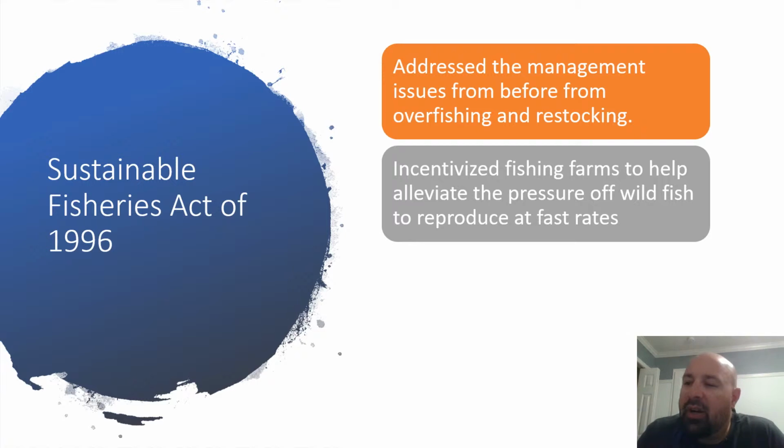They did a very smart thing, in my opinion. They incentivized fishing farms to help alleviate the pressure off wild fish to reproduce at fast rates, thus giving the wild fish time to reproduce at their rate. Now, these fishing farms are not just farms out in the middle of like the Midwest. No, they're in the ocean. They're protected, but they're farms that are used just for fishing.